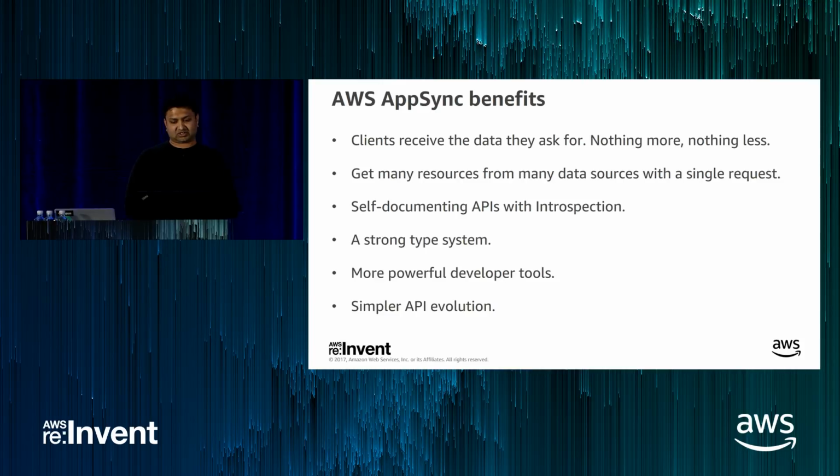Reiterating the benefits: AppSync uses GraphQL, so your clients can request just the data they want. You get nothing more, nothing less. This is pretty cool because you actually control the bandwidth usage. You can get data from many resources with a single request.